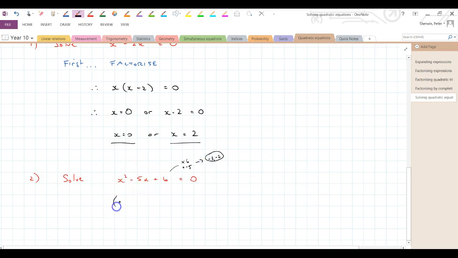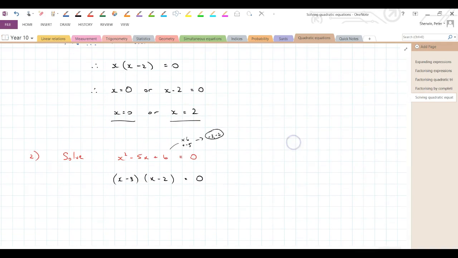So I'm now going to come in here and factorize this to x minus 3, x minus 2 equal to 0. Now I'm going to use the fact that if I've got a times b equal to 0, then I'll solve it by making my a equal to 0 or making my b equal to 0. So I get my two solutions from x minus 3 equal to 0 or x minus 2 equal to 0. So what I end up doing is solving these two equations now. X is equal to 3 or x is equal to 2.